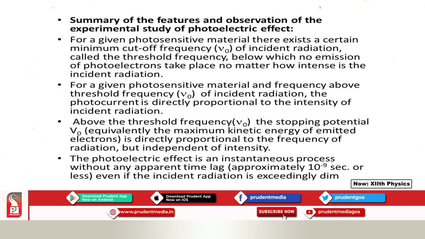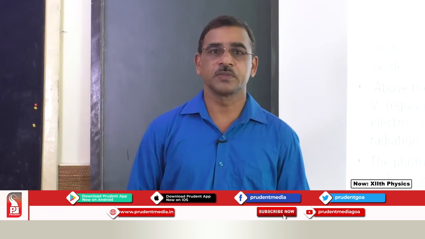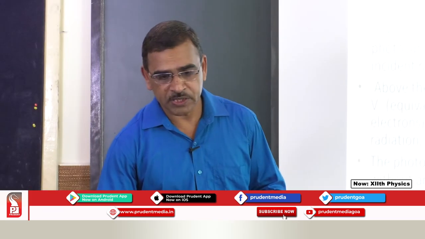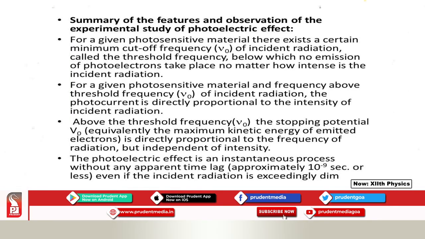So let us summarize the features of the whole experiment and the actual observations. The first observation is that for a given photosensitive material, there exists a certain minimum cutoff frequency nu 0, which is nothing but the threshold frequency, below which there is no electron emission, no photoelectric effect. Second, for a given photosensitive material and frequency of incident radiation above the threshold frequency nu 0, the photocurrent is directly proportional to the intensity.